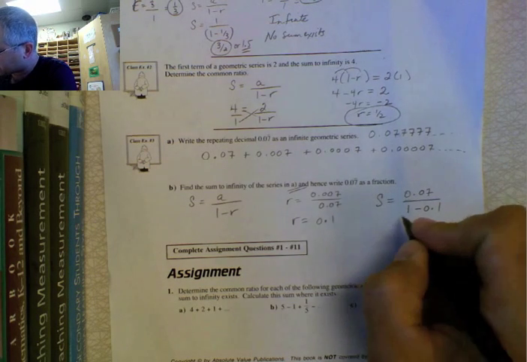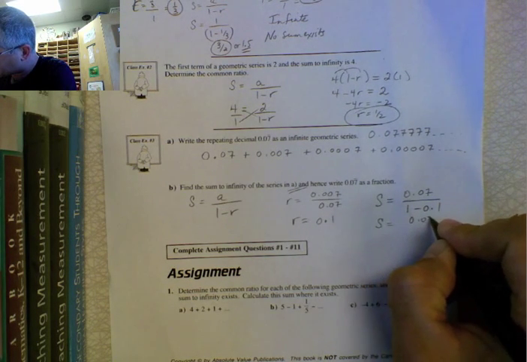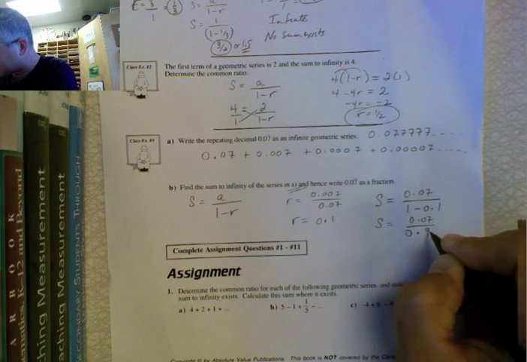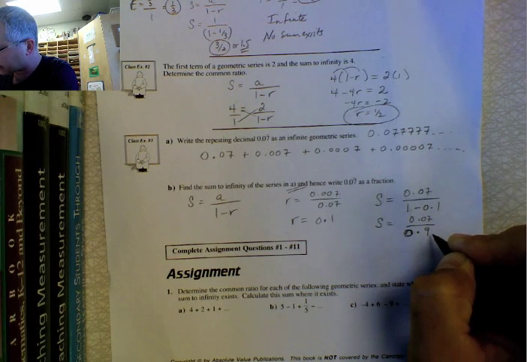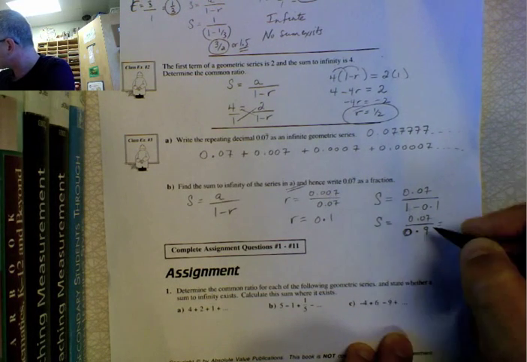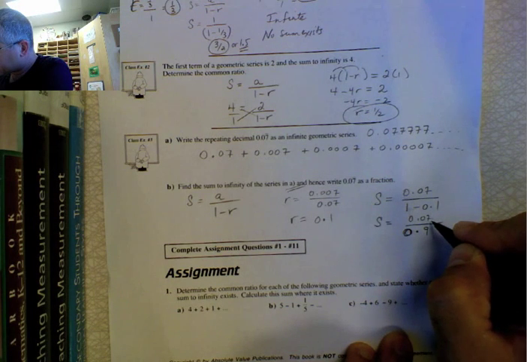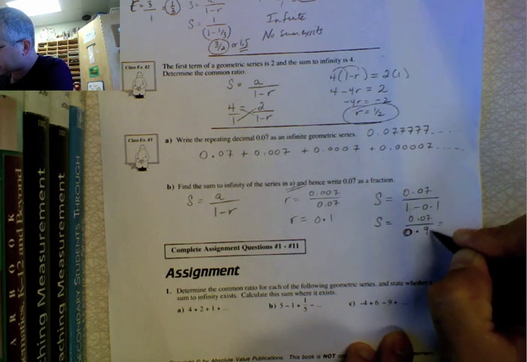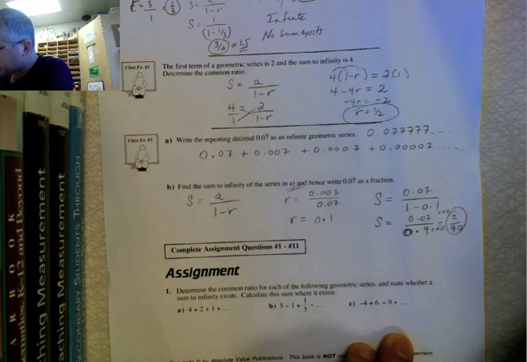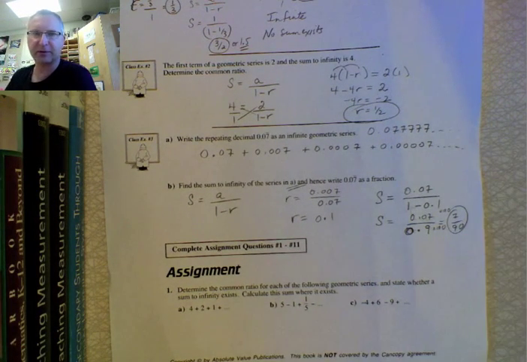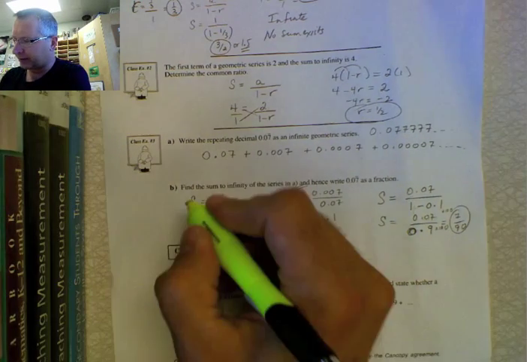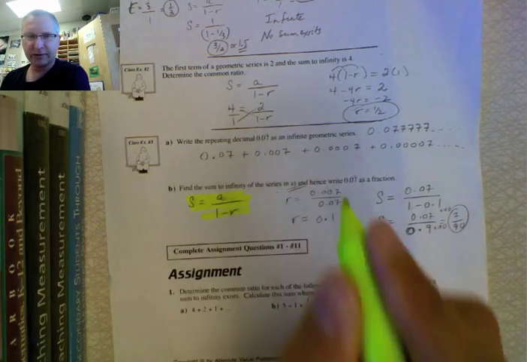This is actually going to give us 0.07 divided by 0.9, because 1 minus 0.1 is 0.9. If you simplify this, if you multiply both of these by 100 to get rid of the decimals, you're going to get 7 over 90 as the sum here, or you could have got a decimal if you worked that out. So basically what you're going to be doing today is using this formula to solve some problems.